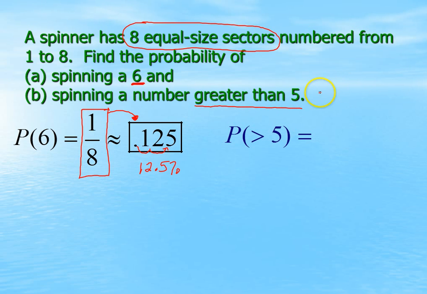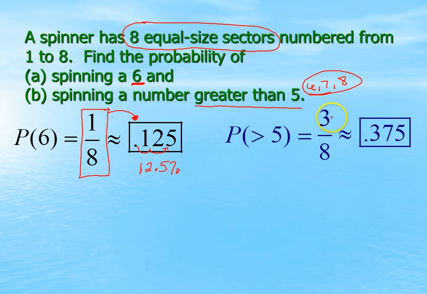How about the probability of spinning a number greater than 5? And if you need to write it out, write it out. What numbers are greater than 5? 6, 7, and 8. So what's our probability? What out of what? A number greater than 5 would be 3 out of 8. You could leave it as 3 out of 8. You could change it into 0.375 or write it as 37.5%.